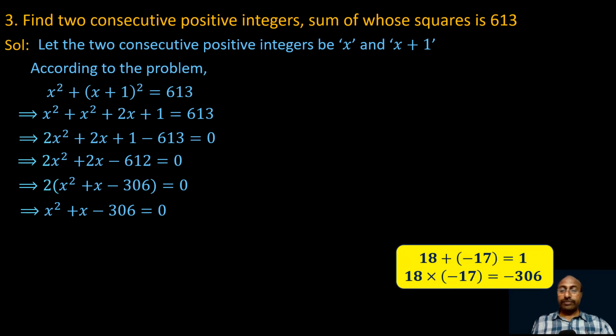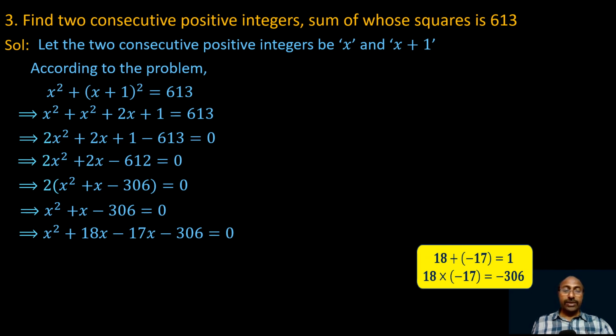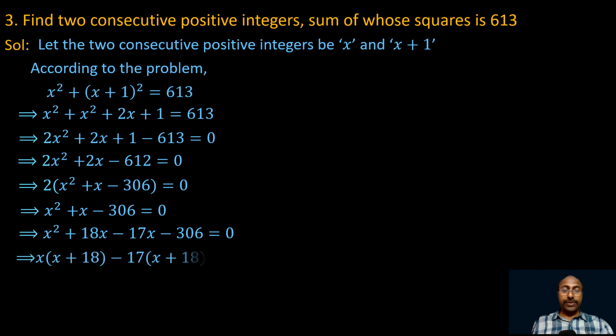So here, 18 plus minus 17 is equal to plus 1, and 18 into minus 17 is equal to minus 306. So we can write it as x square plus 18x minus 17x minus 306 is equal to 0. So we can write it as x into x plus 18 minus 17 into x plus 18 equal to 0.